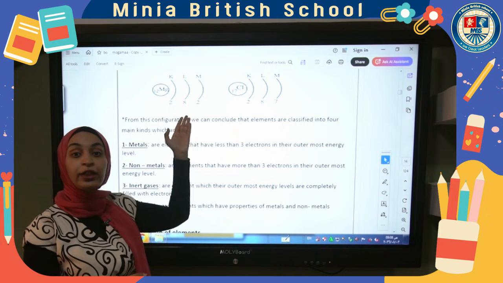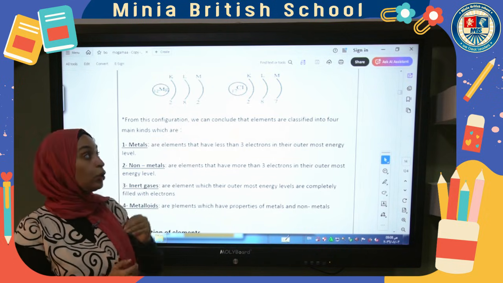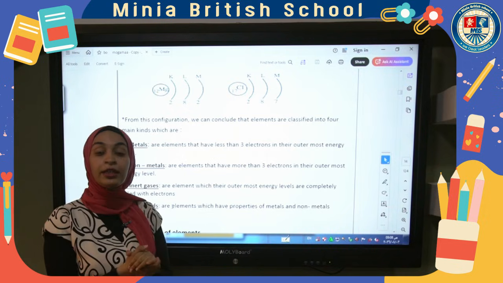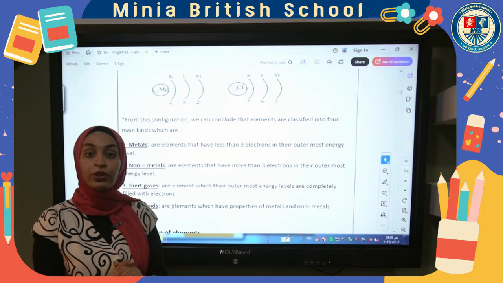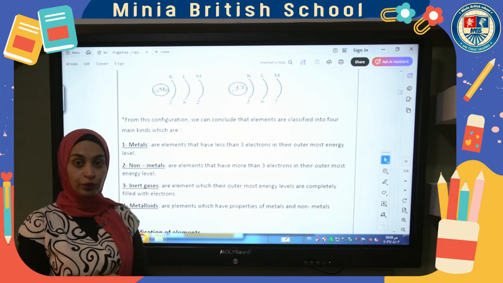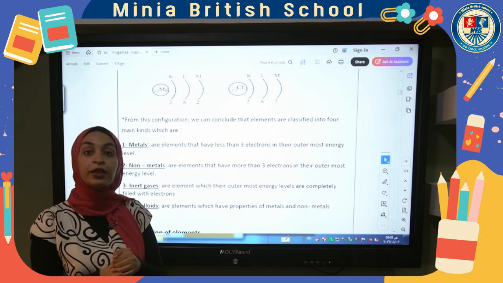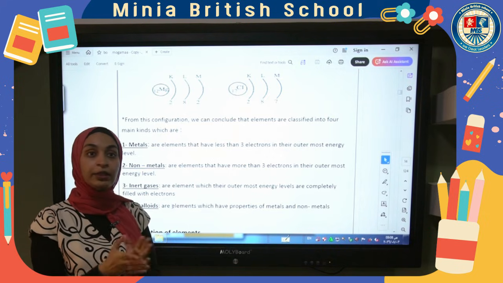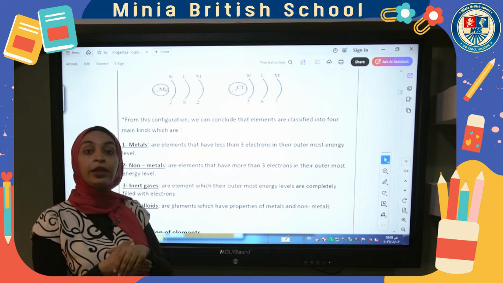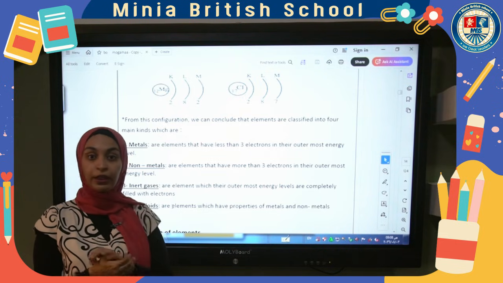When we look at the figure or the electronic configuration that we explained in the last session, we can find that any metal, the outermost energy level ended with 1 or 2 or 3 electrons, while the non-metal, the second type of elements, is non-metal. All non-metals have the outermost energy level 5, 6 or 7 electrons.